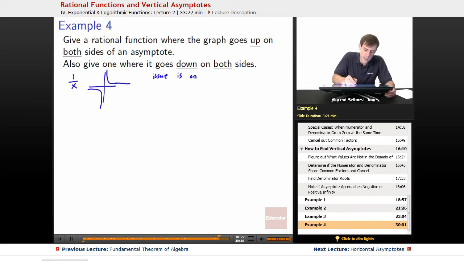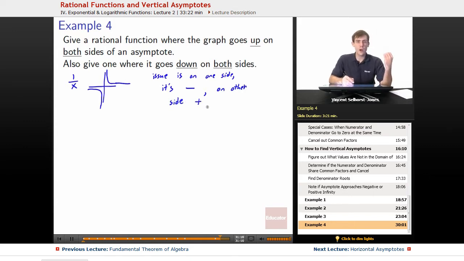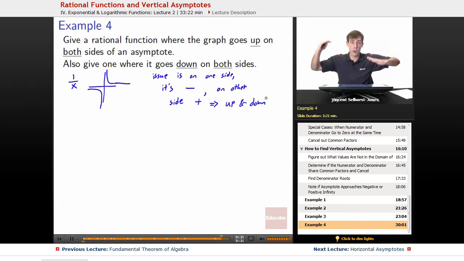is on one side, it's negative, right? On the left side, we were dividing by negative numbers, so we've got negative. On the other side, it's positive. So that's why we go up and down. So that's what causes the up and down effect. Well, down and up if we go negative to positive. But that's why we're seeing this split where we're going in two opposite ways.